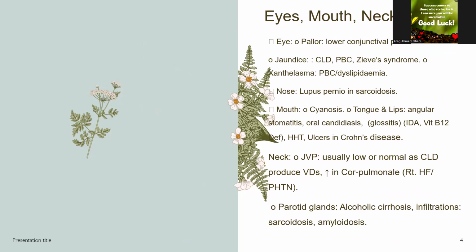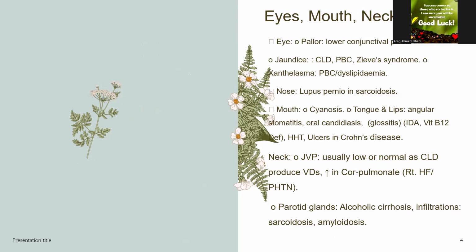So in the eyes, we have two important things we should never miss in any station, which is pallor and jaundice. And also you can look for any signs of hyperlipidemia, such as xanthelasma, which could be signs of dyslipidemia or primary biliary cholangitis. And in the face as well, we can look for any signs of sarcoidosis, such as lupus pernio.